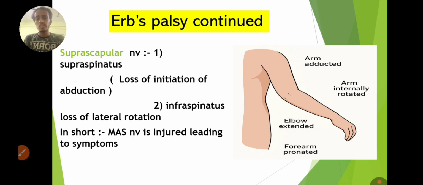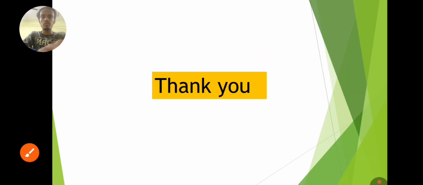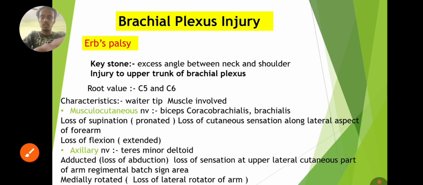If the suprascapular nerve is supplying the supraspinatus, which is for initiation of abduction, as a result the abduction will be lost. And infraspinatus is a lateral rotator like teres minor, as I have already discussed earlier, and there is a loss of lateral rotation, so there will be medial rotation. In summary, it is also there in the picture. You can also see in the picture, it is the right hand, this is the palsy.